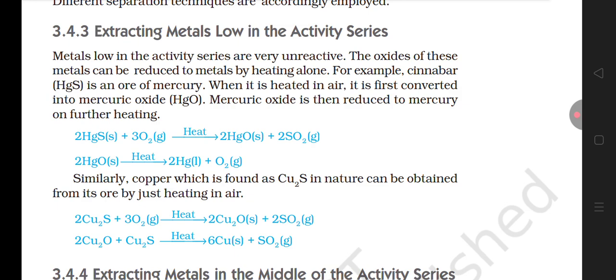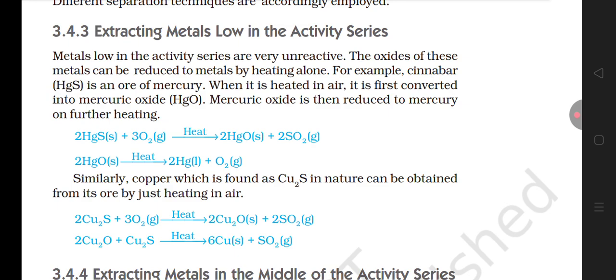Okay, low in reactivity means metals like mercury, copper, silver, gold, platinum. For example, cinnabar, which is HgS, mercury sulfide, is an ore of mercury. When it is heated in air, it is first converted into mercuric oxide, which is HgO, and then mercuric oxide is reduced to mercury on further heating. These are the metals of low reactivity.